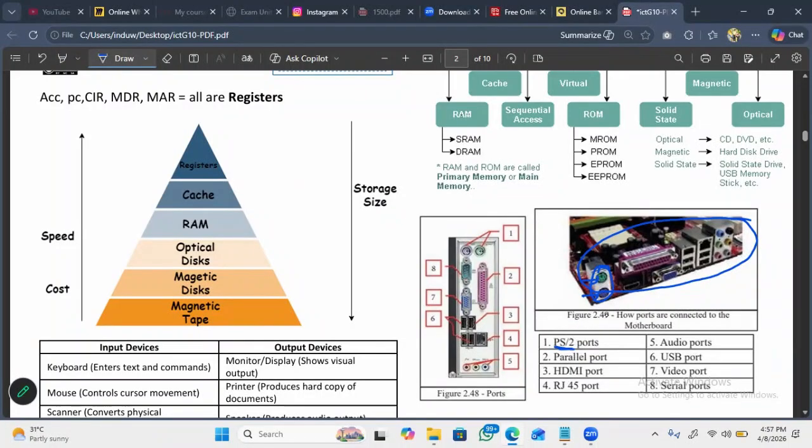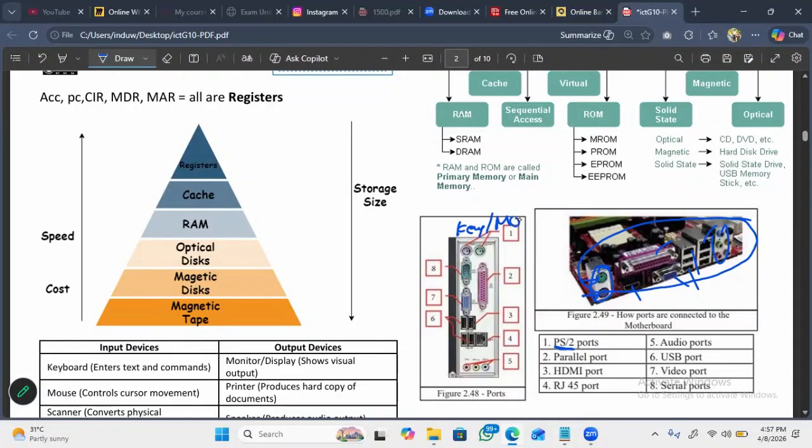We have every detail in the short note, so please get this short note and take a printout. Here we have the serial port, VGA port, audio ports, RJ45 port, USB ports, and HDMI port. This is the HDMI port. Like that, we have several ports here, and there are several devices we can plug into these ports. For these, we are using keyboard and mouse.